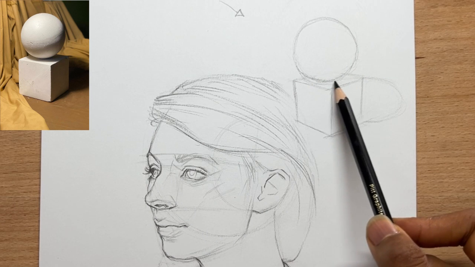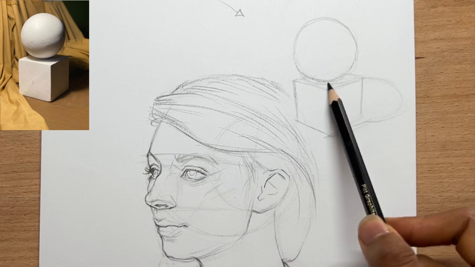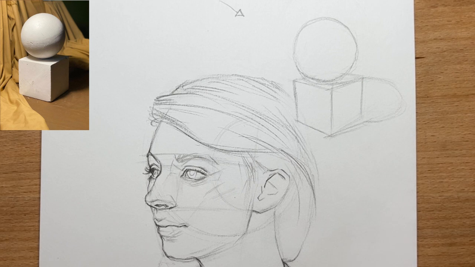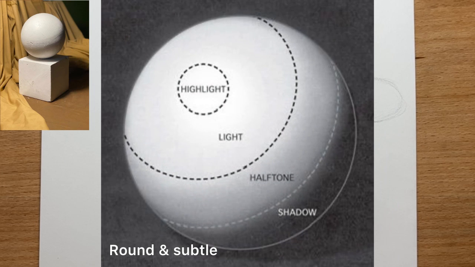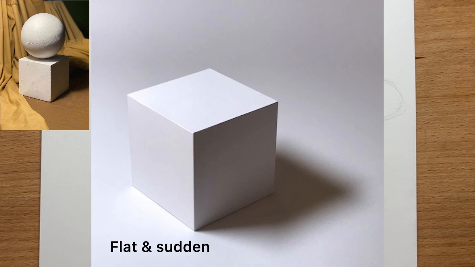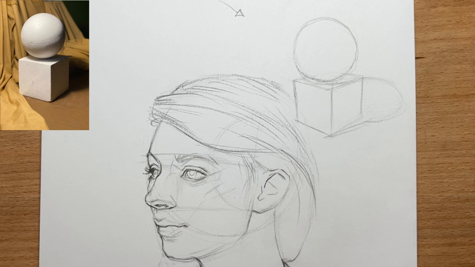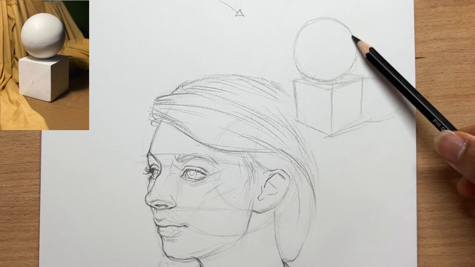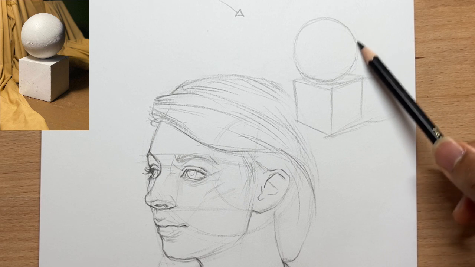So, in this example, the light comes from the top left, which means the planes that directly face the light are brighter than those turning away from it. However, these objects have different surfaces. One is round and subtle, whereas the other is flat and sudden. Nevertheless, both forms have planes and the approach to shade them is similar.